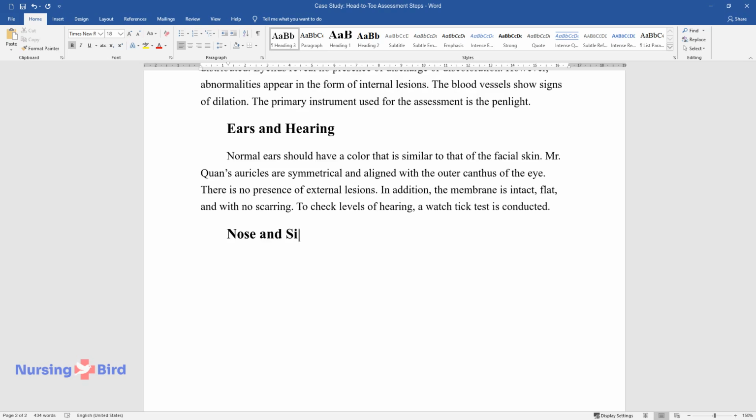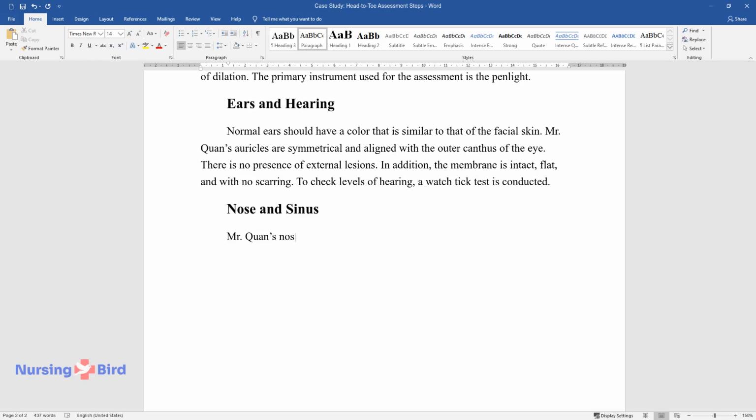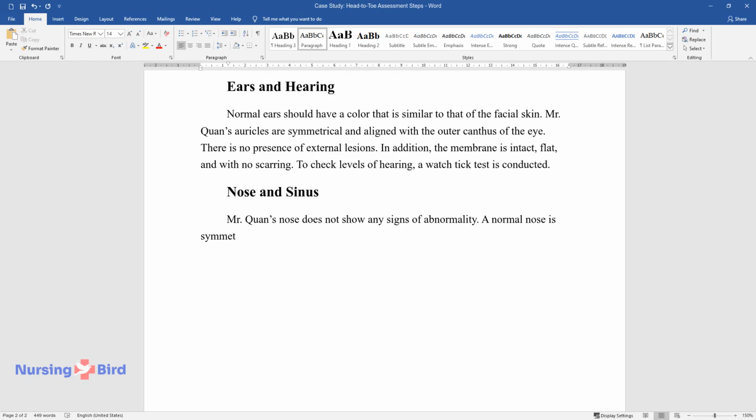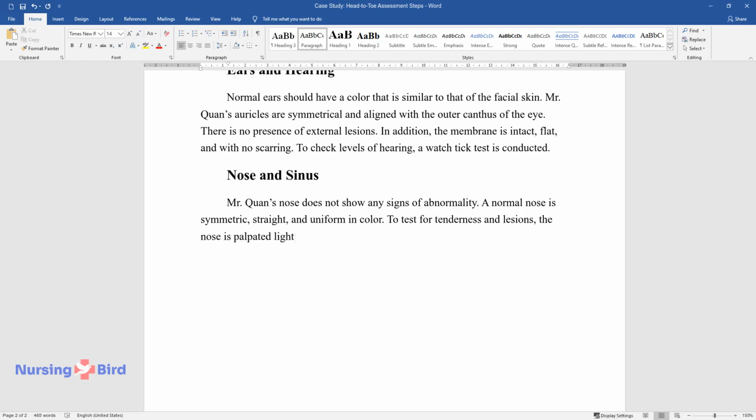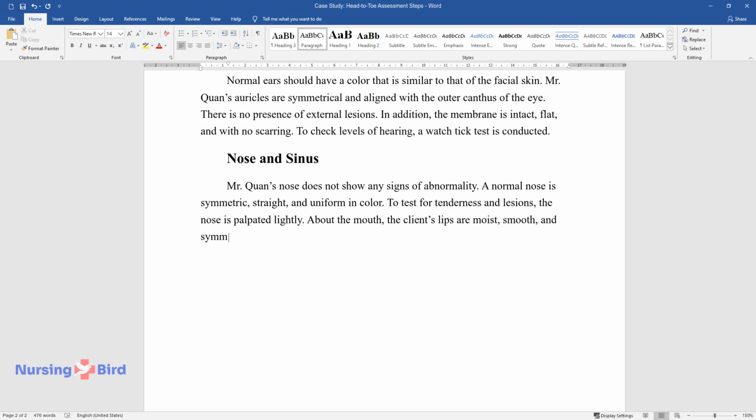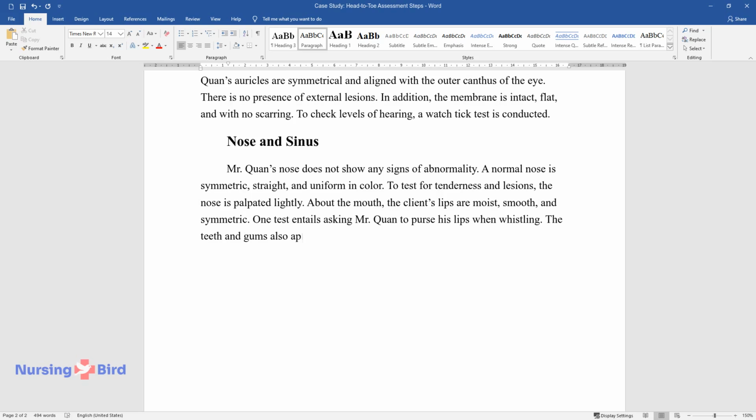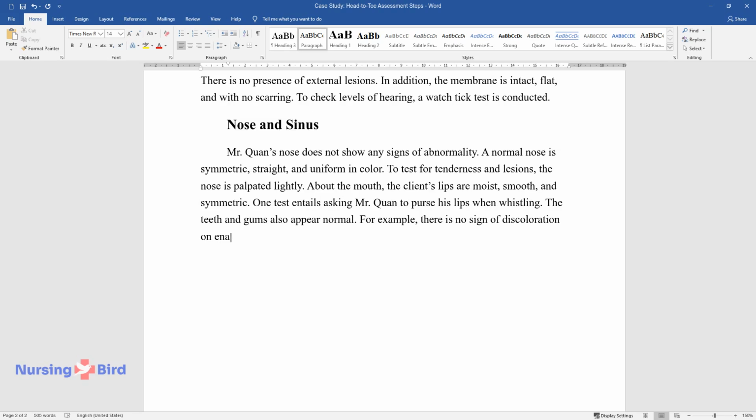Nose and sinus. Mr. Kwan's nose does not show any signs of abnormality. A normal nose is symmetric, straight, and uniform in color. To test for tenderness and lesions, the nose is palpated lightly. About the mouth, the client's lips are moist, smooth, and symmetric. One test entails asking Mr. Kwan to purse his lips when whistling. The teeth and gums also appear normal. For example, there is no sign of discoloration on enamels or gums retraction.